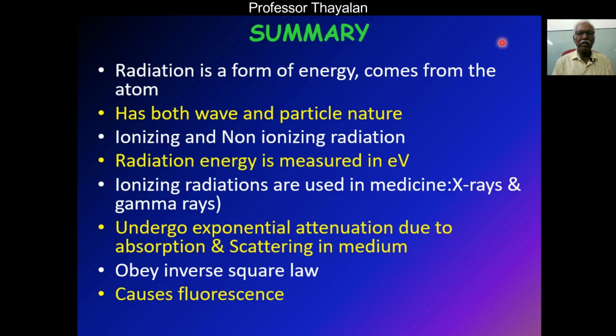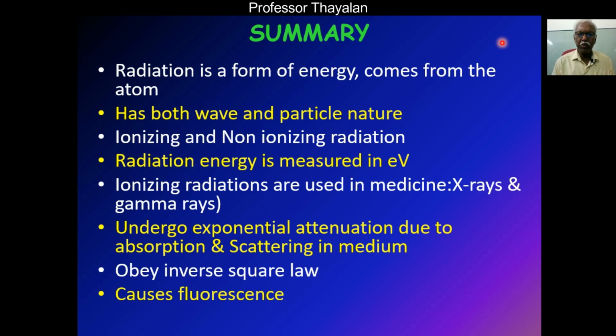In summary, radiation is a form of energy that comes from the atom. It has both wave and particle nature. Radiation can be classified as ionizing radiation and non-ionizing radiation. Ionizing radiation is capable of removing electrons and producing biological effects. Radiation energy is measured in electron volt. Ionizing radiations are used in medicine, for example X-rays and gamma rays.